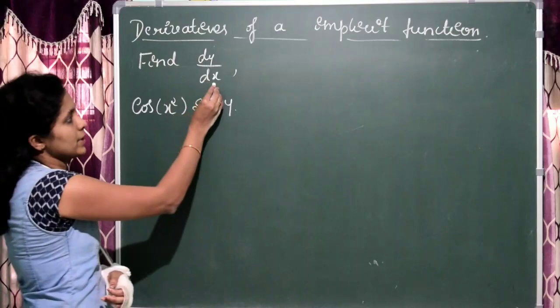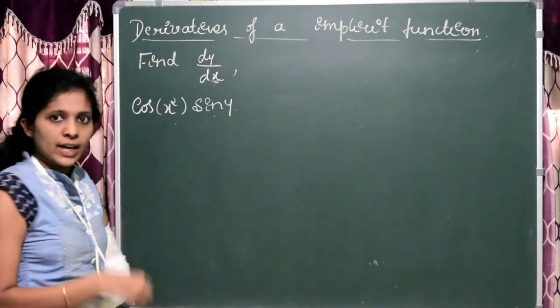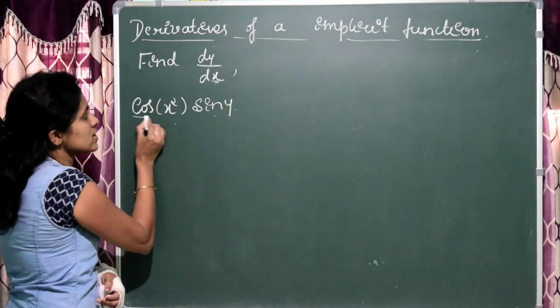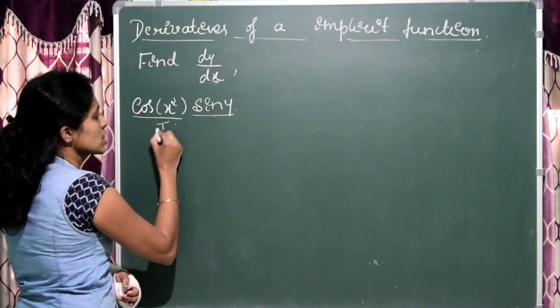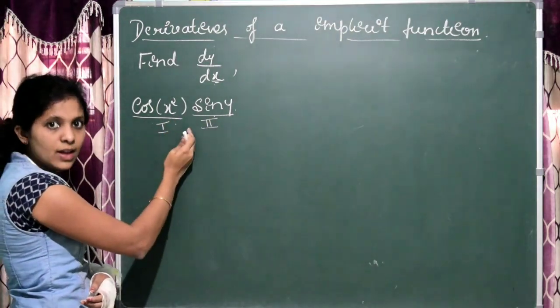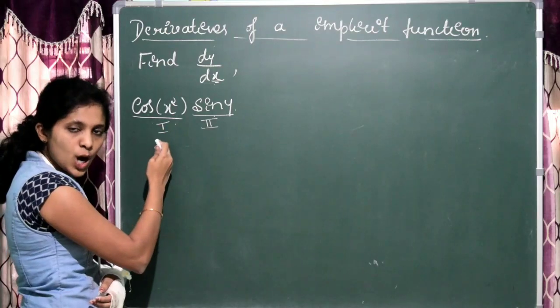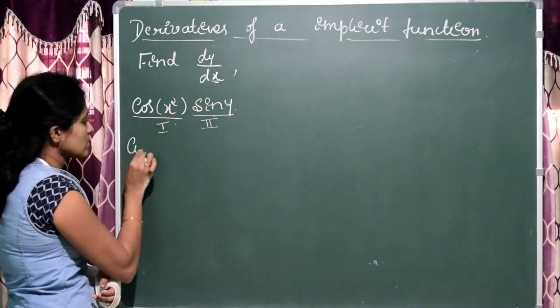One more problem. Find dy by dx and you have to differentiate with respect to x. Cos x square into sin y. Here you can see this. Here two functions are there, right? One is cos x square and the other is sin y. So this is the first function and this is the second function. So product of the two functions are there, right? So what you have to do? You have to apply the product rule. You know that first function as it is I have to write. That is cos. Is it clear?